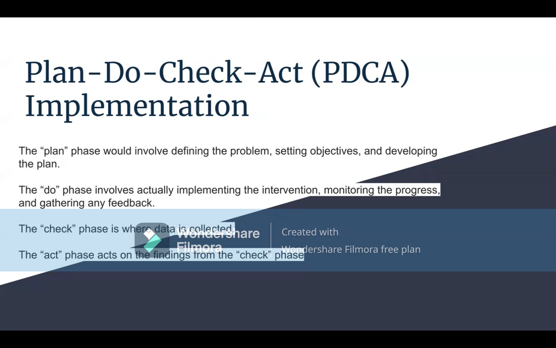The do phase involves actually implementing the intervention, monitoring the progress, and gathering any feedback. So that would include asking the nursing staff and the patients if they have any ideas on how things are going, and also monitoring the progress by looking at the statistics.